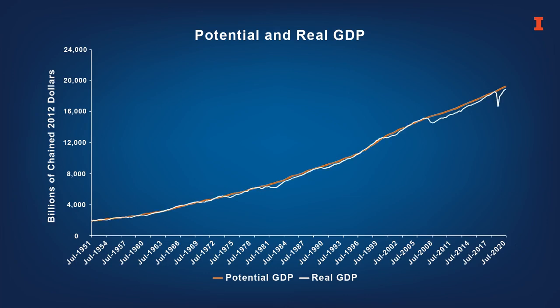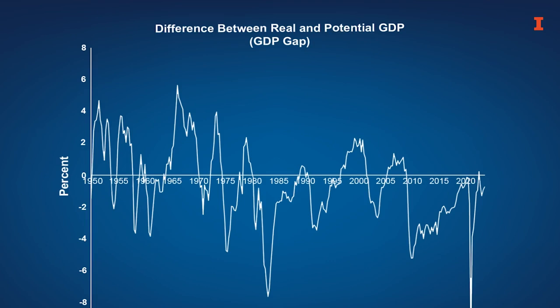And here's the actual real GDP. While the two track each other closely, there are notable deviations. This chart shows these deviations. It is calculated as the percent point difference between the actual real GDP and potential GDP. This is called the output gap or the GDP gap.